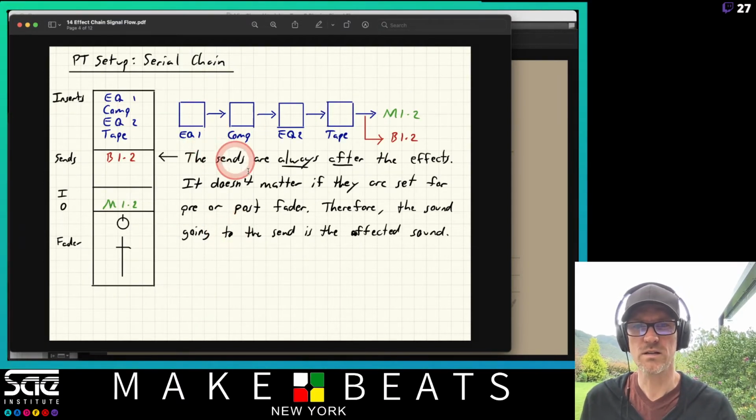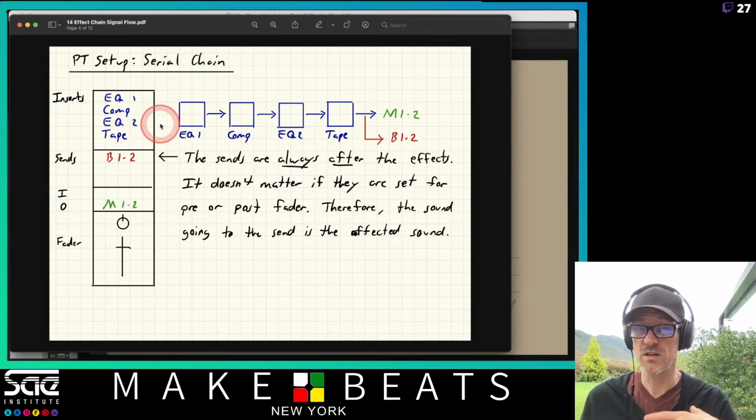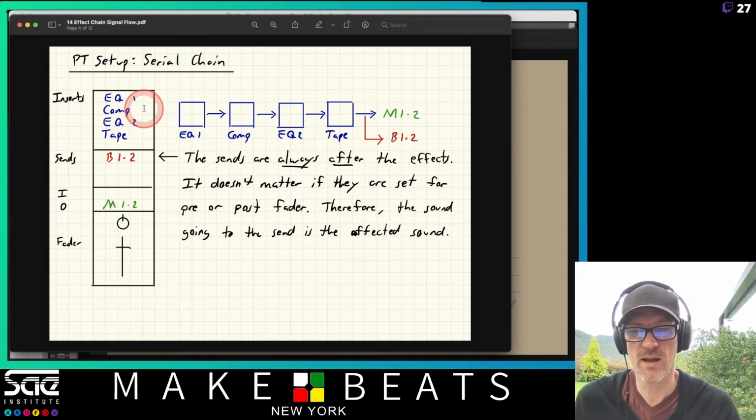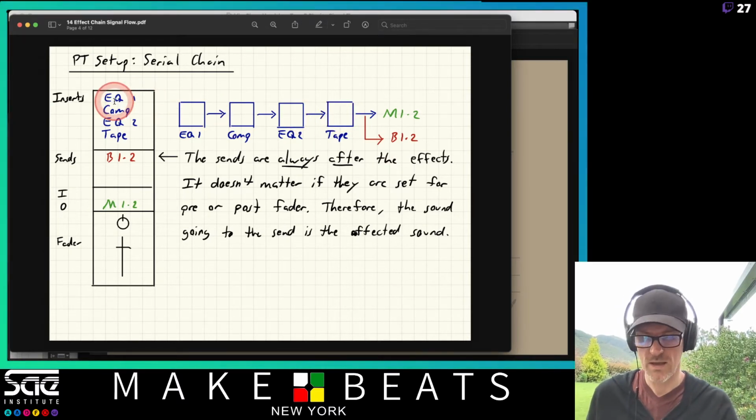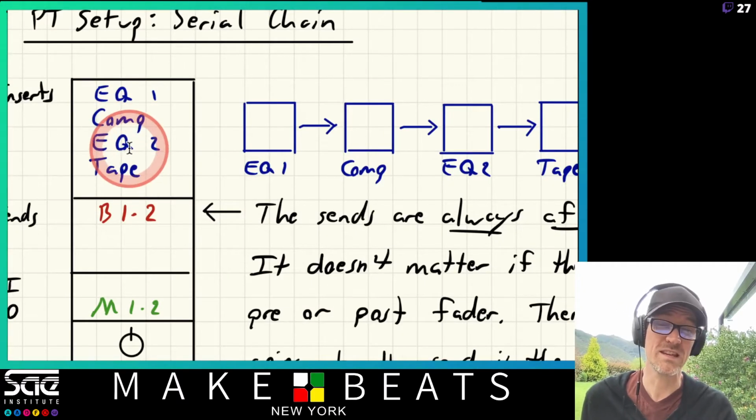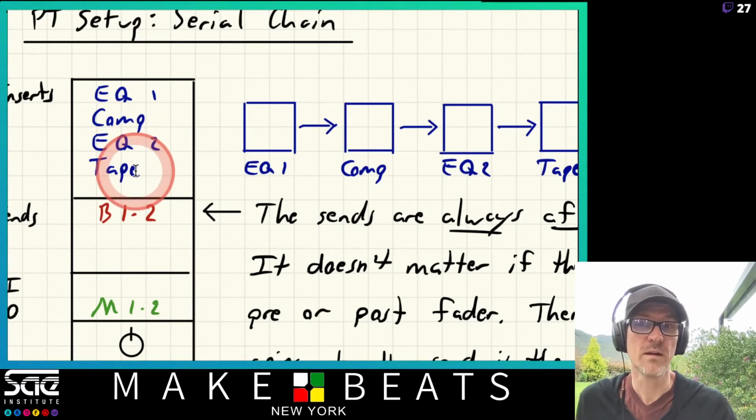And here's what we're going to talk about: setting up a serial chain here. We're going to come back to the parallel compression in just a moment, but we're going to first talk about a serial chain, which is what we've been talking about. EQ, compressor, EQ, tape, like this. So it hits this EQ1 first, and then it goes into the compressor, and then it goes into EQ2, and then it goes into our tape.